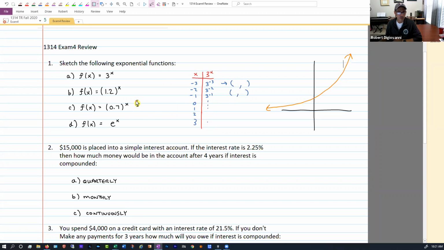3 to the negative 3 is 1 over 27. Would you want us to convert that into a decimal, or just leave it as is? I would do it as a decimal so that you can graph it. Now it's going to be hard to graph that number because this is 1 over 27. So that means if you go to negative 3, you're going to have a very small number.